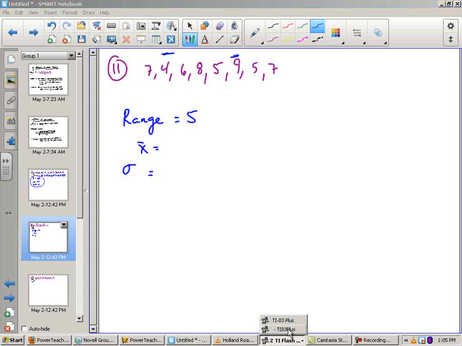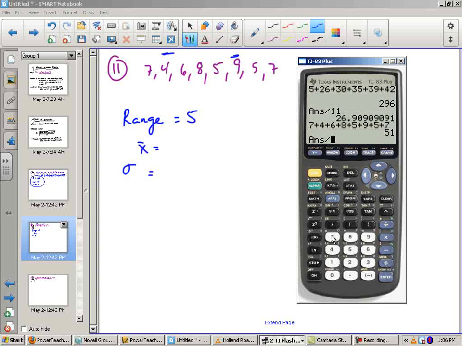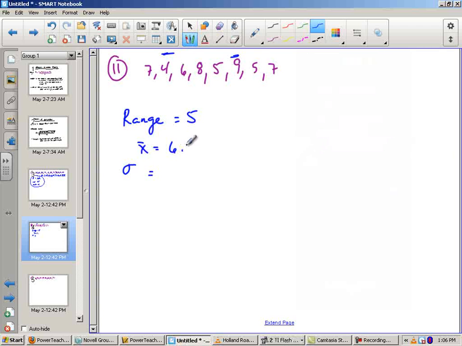So that's the first thing I'm going to do, is grab my calculator and calculate the average of these values. So 7 plus 4 plus 6 plus 8 plus 9 plus 5. Oops, I missed one. 6, 8, 5 plus 9 plus 5 plus 7. And I will divide that by 1, 2, 3, 4, 5, 6, 7, 8 entries to get 6.375. So I get 6.375.